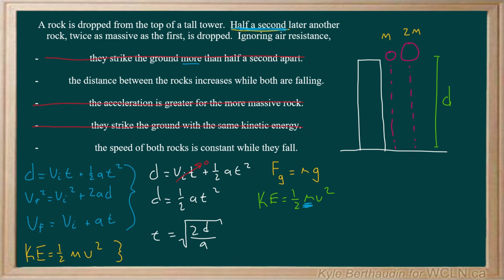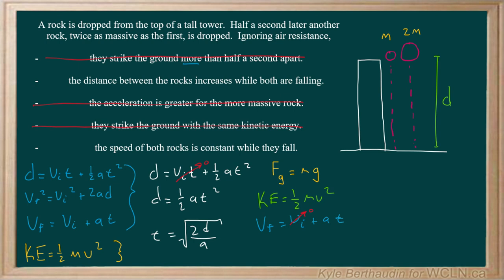The last statement says the speed of both rocks is constant while they fall. We should know just from intuition that that's not true. Since they are under gravitational acceleration, they are going to speed up. They are going to accelerate, and their velocity will increase as they fall. We can look at one of our kinematics equations to explore that. Specifically, v_f equals v_i plus a t. Well, their initial velocity is 0, so we lose this term.